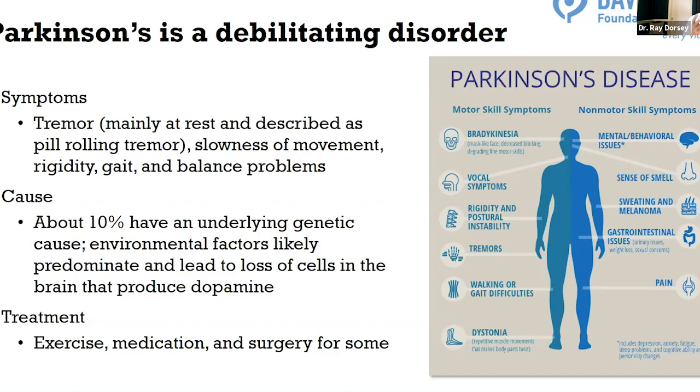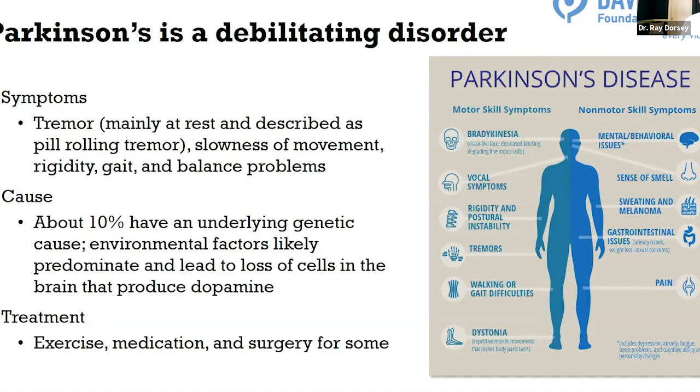Three main ways to treat Parkinson's disease: exercise. So vigorous exercise in your 50s and 60s can actually decrease your risk of developing Parkinson's disease by 15-20% or more. And exercise is really beneficial for those with the disease. We'll talk more about that.